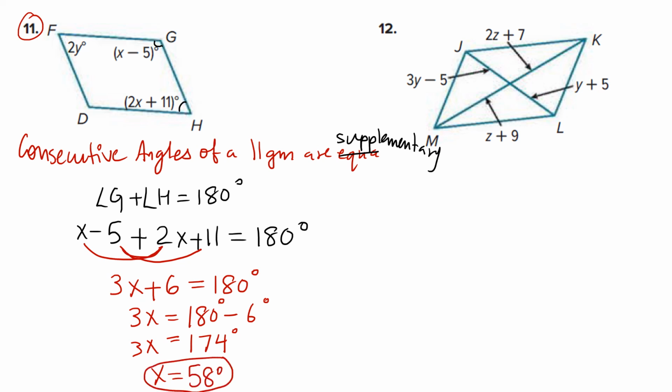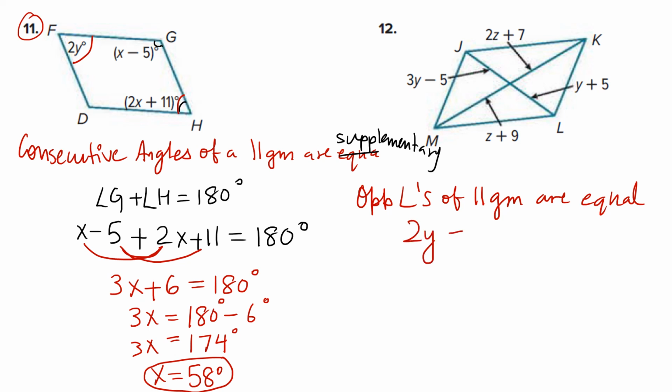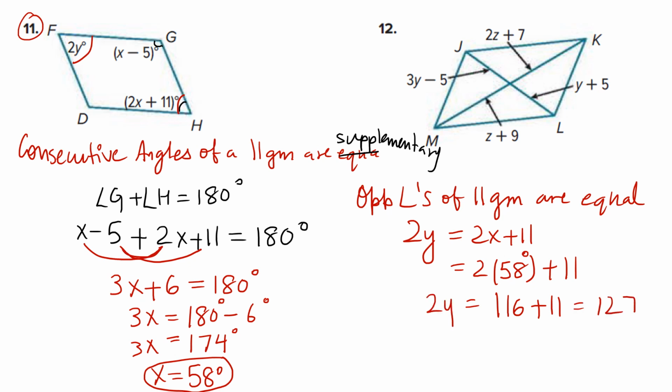You have got x. So now you can get y. This angle and this angle are going to be equal because opposite angles of a parallelogram are equal. This is the theorem we are applying. So 2y is going to be 2x plus 11. Let's find this value. We substitute 58 degrees, which is the value of x. Now 58 multiplied by 2 is 116 plus 11 is 127. So 127 is the value of 2y.